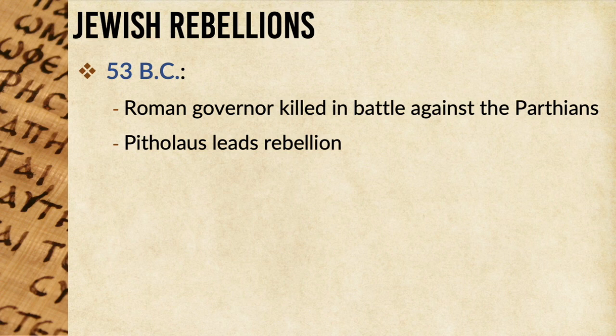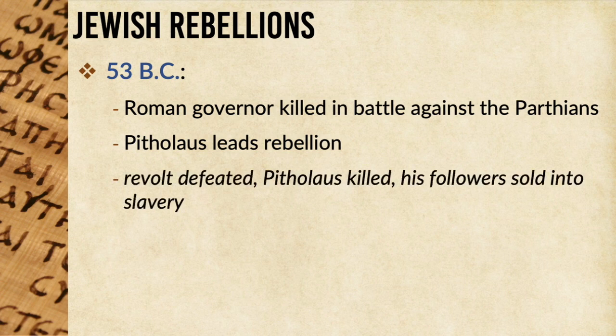The revolt is defeated. Pythilaus is killed. His followers are sold into slavery. That kind of matches a well-known pattern in how the Romans are going to deal with rebellion. You get rid of the leaders if it's convenient to do so. Those that are captured get sold into slavery. We're going to talk about slavery later in this class, by the way.